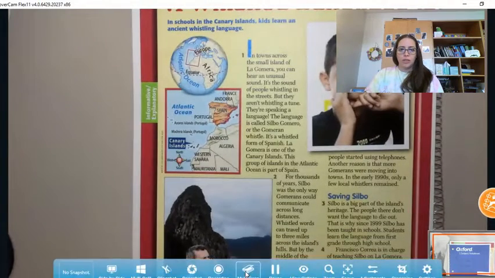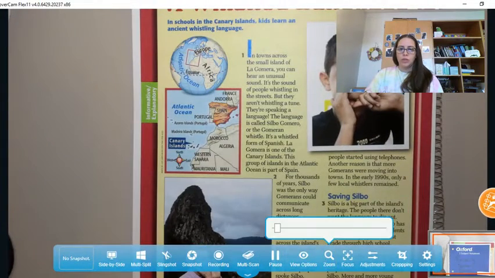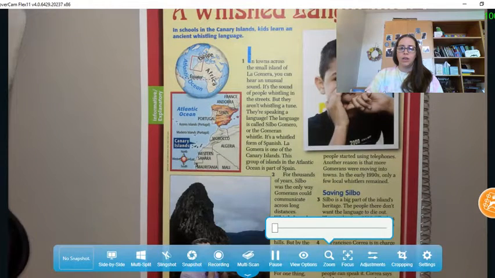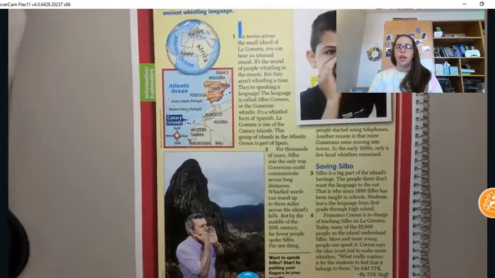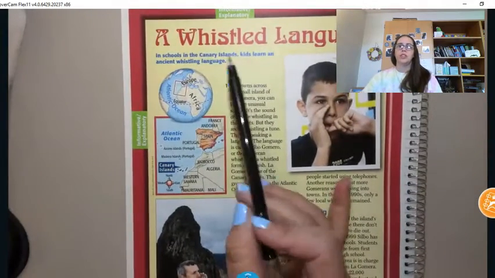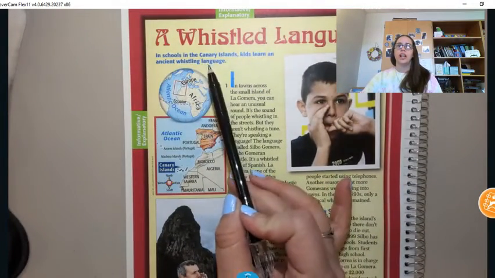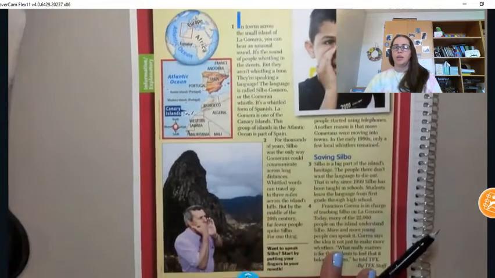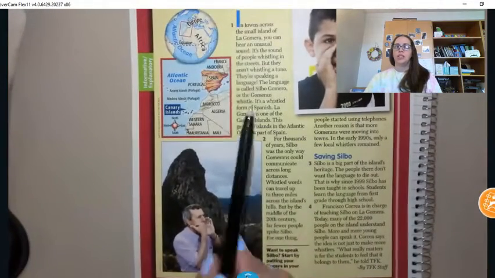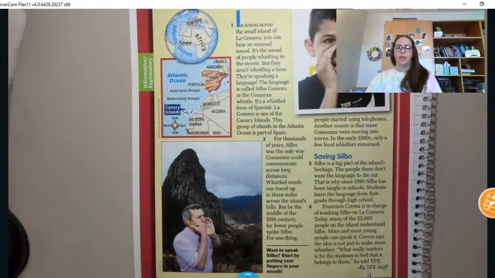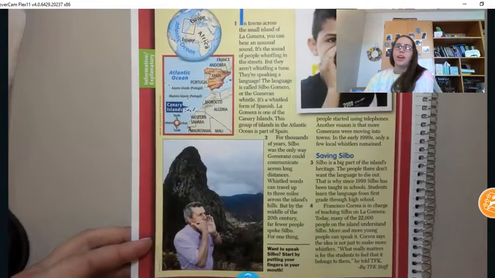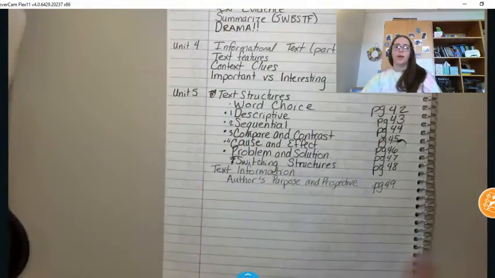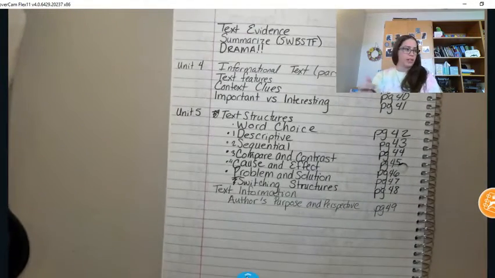I am going to see if I can zoom out just a little bit more. And if you have not read this article, you need to pause the video right here. And we have a whistled language. In schools in the Canary Islands, kids learn an ancient whistling language. And then I'm going to move it up so that way you guys can pause it and start reading at this paragraph and go all the way down here. Okay? All right, now that you have read the article, we're going to go ahead and talk about author's purpose and perspective.